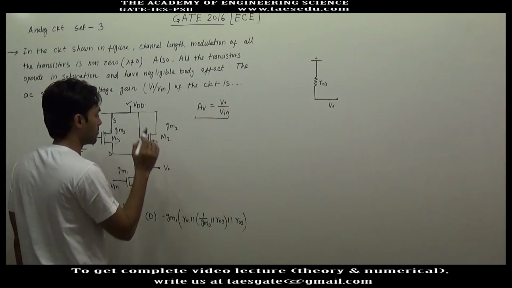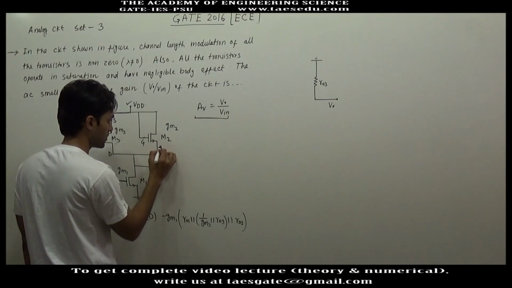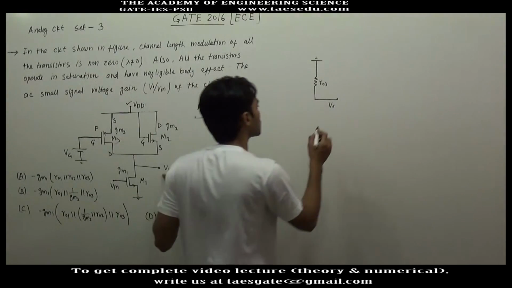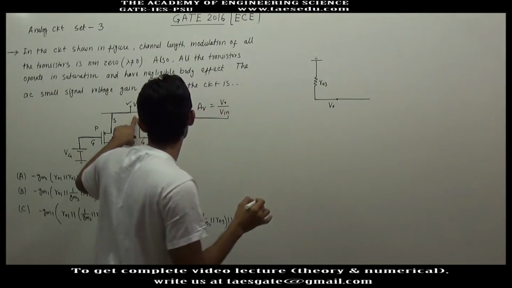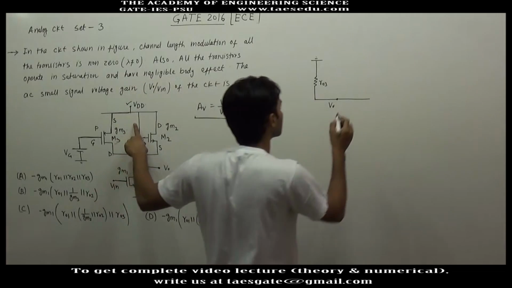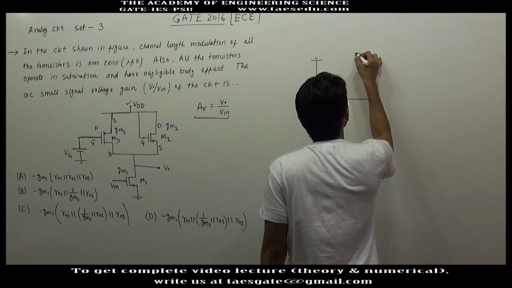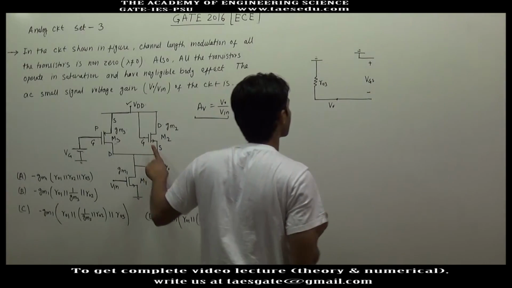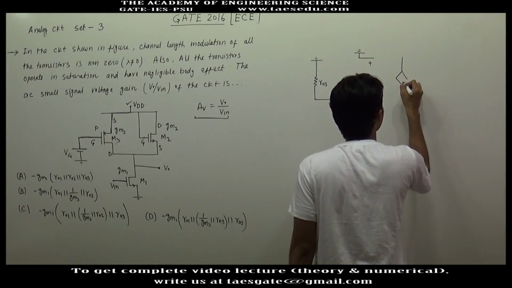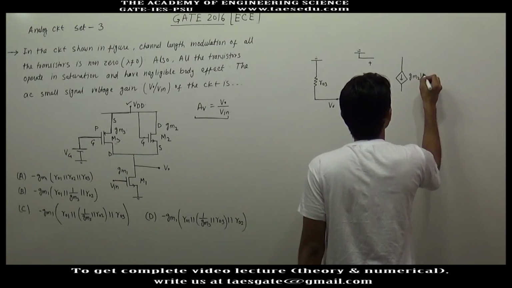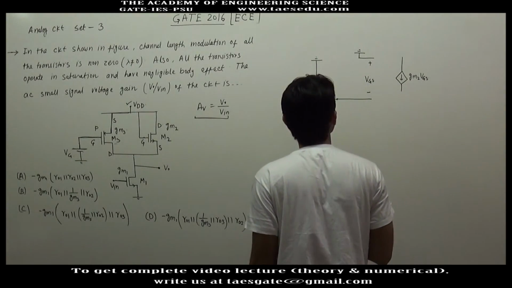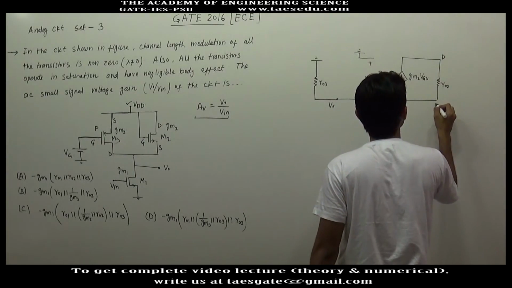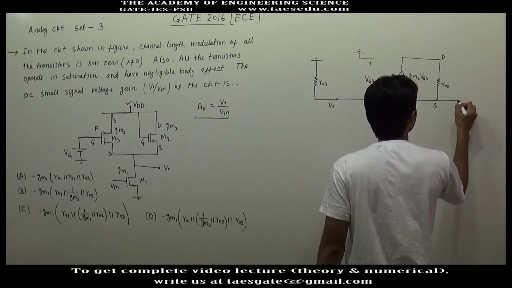Similarly, drawing the model of M2, this is an NMOS. So this is ground, this will be source and this will be drain. Source is connected to V0, so I'm taking it as source. Gate is connected to VDD, which is short circuited, so gate is connected to ground. This is connected to ground. This is plus minus VGS of transistor 2. Here you will have a current source GM2 into VGS, and R02 will be connected between drain and source, and this is at V0.